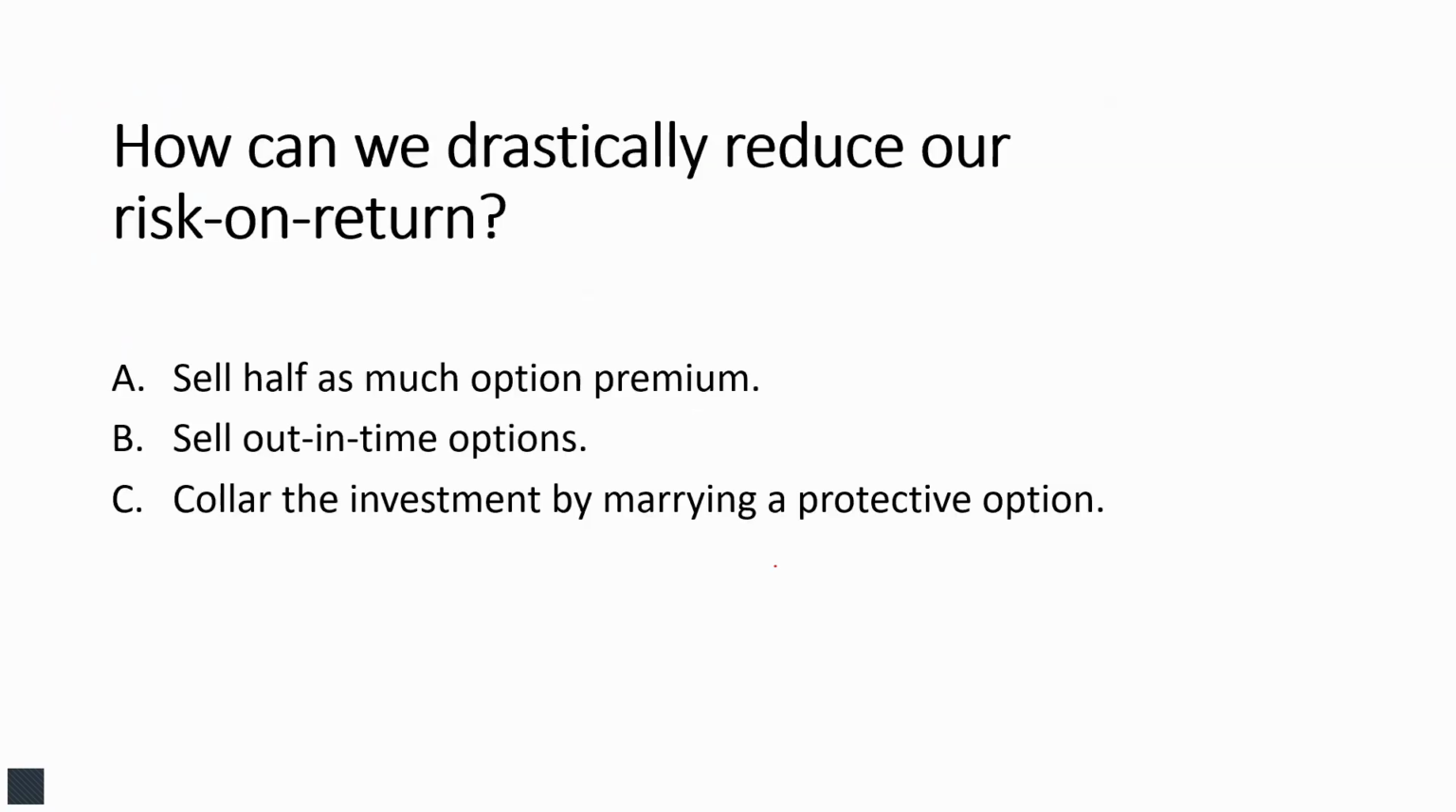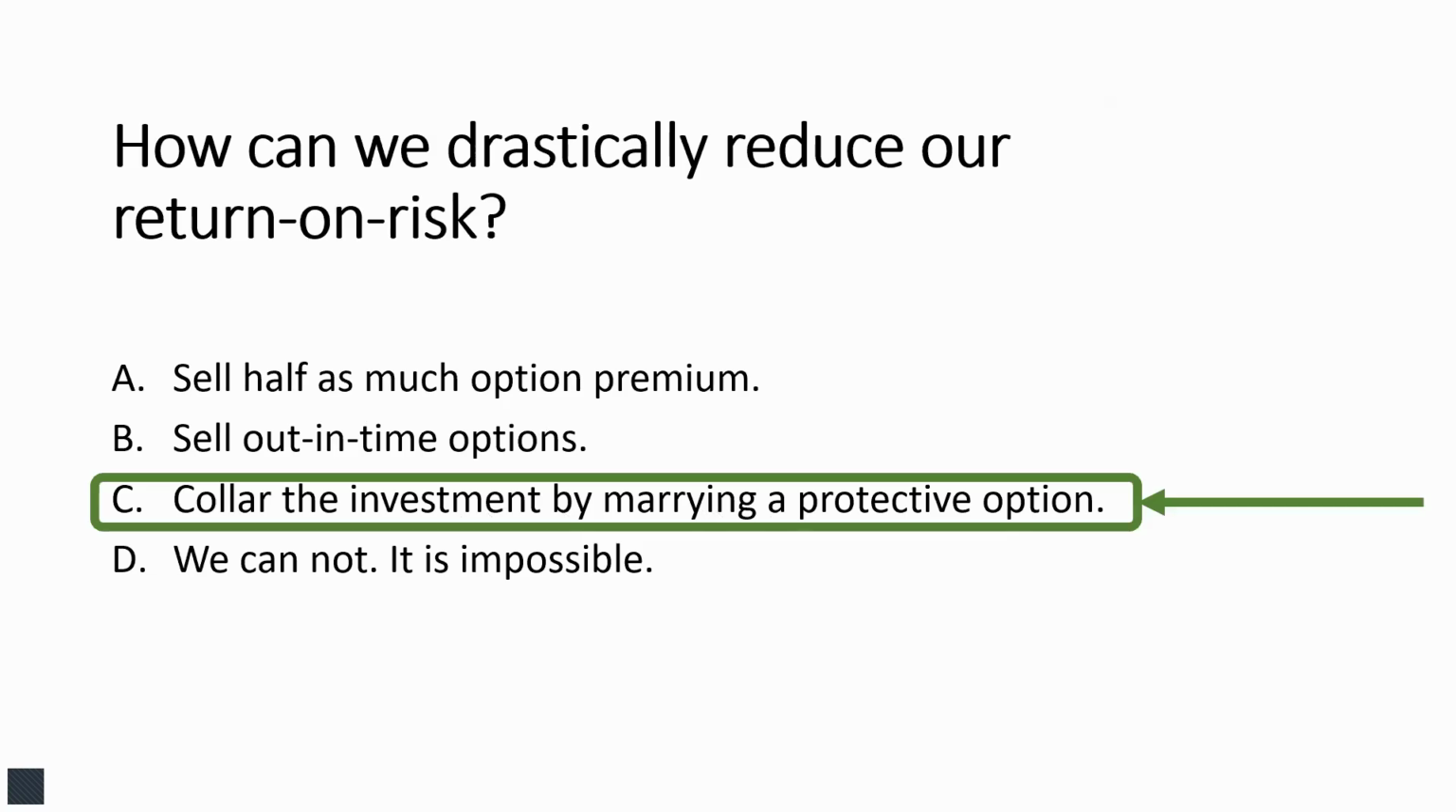Let's see. How can we drastically reduce our risk on return? Well, here are the options I give you. Sell half as much option premium, sell farther out in time options. What if we collar the investment by marrying a protective option, or is what I'm talking about not even possible? So we're talking about let's collar the investment by marrying a protective option.